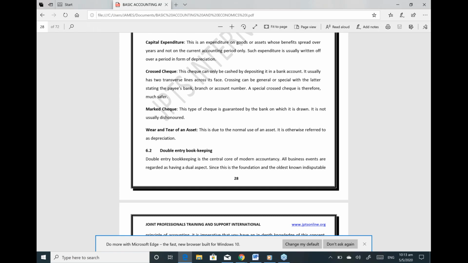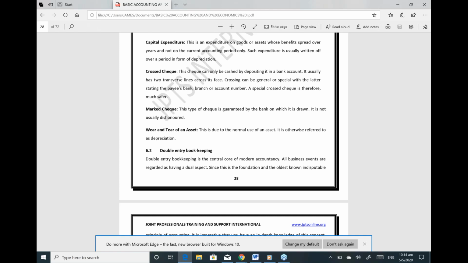Then we also have capital expenditure. These are expenditures on goods or assets whose benefits spread over years, and not on the current accounting period only. Such expenditure is usually written off over a period in the form of depreciation. Like we talk about the asset, when it grows to a certain stage, most especially your fixed assets, you write them off. They depreciate. If it's a building, it's dilapidating. If it's other things, they depreciate, like your car, it depreciates because of wear and tear.